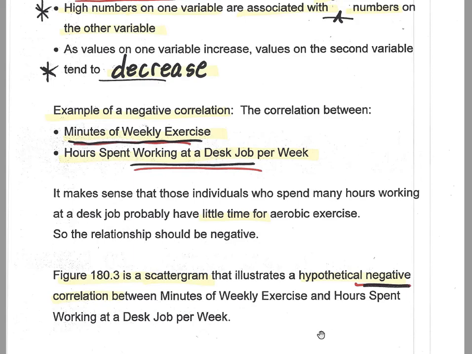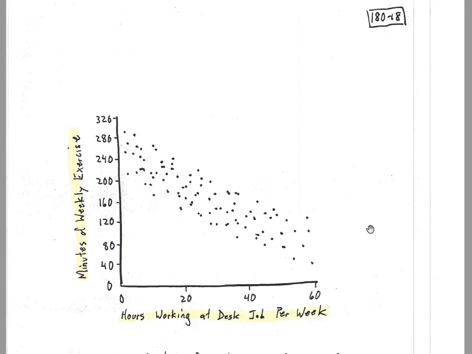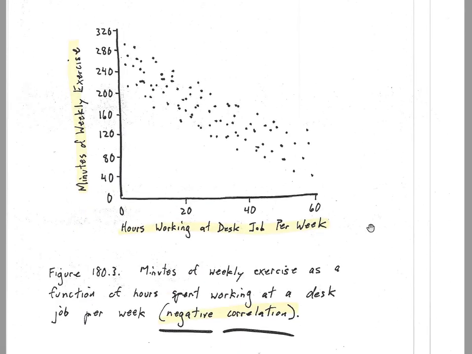Following is a figure, a scattergram that illustrates negative correlation between these two variables. Page 18. Here is my negative correlation. Minutes of weekly exercise as a function of hours spent working at a desk job, negative correlation. Same outcome variable as before, minutes of weekly exercise that you get, higher values mean you get more exercise, but a different x variable. X variable is now hours spent working at a desk job per week.